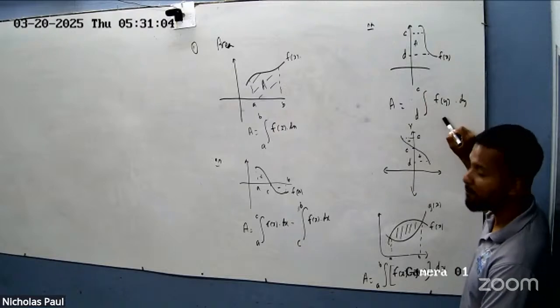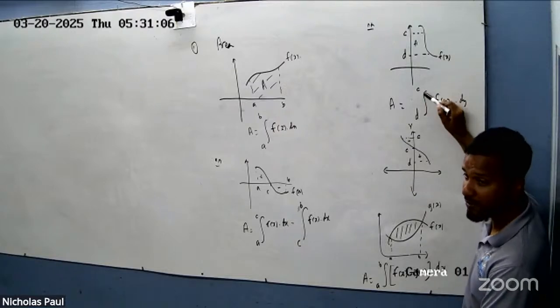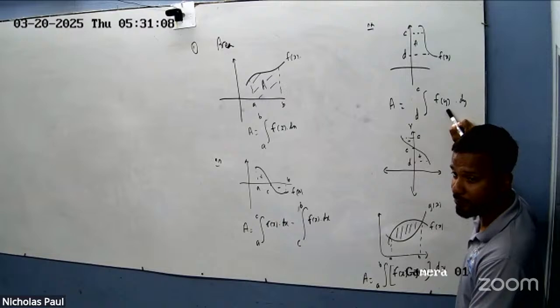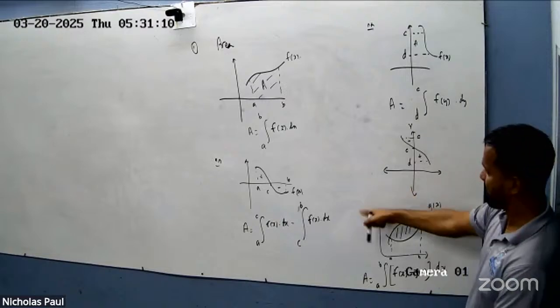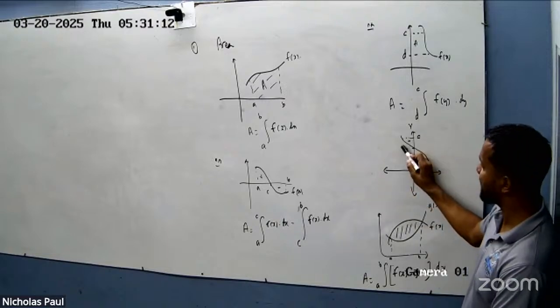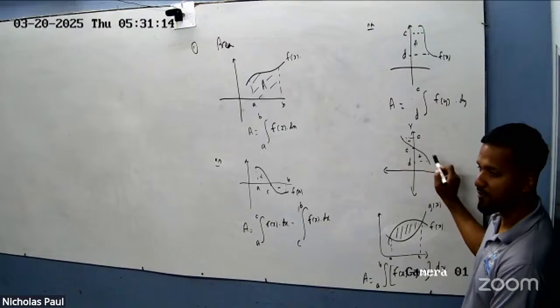Stays the same, but you need the limits across the y and the function in terms of y. Okay, here is just like that. If it goes across the x-axis, across the y-axis, here negative, here positive.